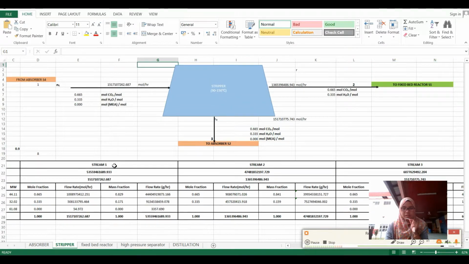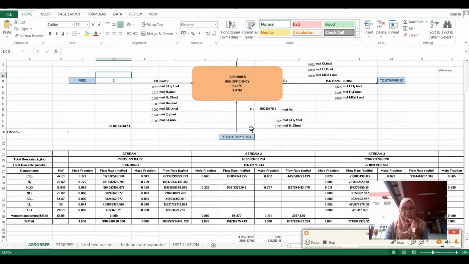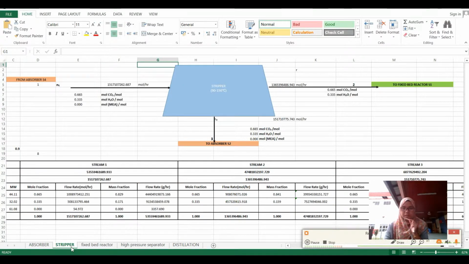And this part, which is the outlet from the stripper, is recycled into the absorber here in stream 2. So this is from the stripper. The outlet of the stripper is CO2 and H2O. It is fed to the fixed bed reactor, and there are a few processes involved that my friend will explain to you.